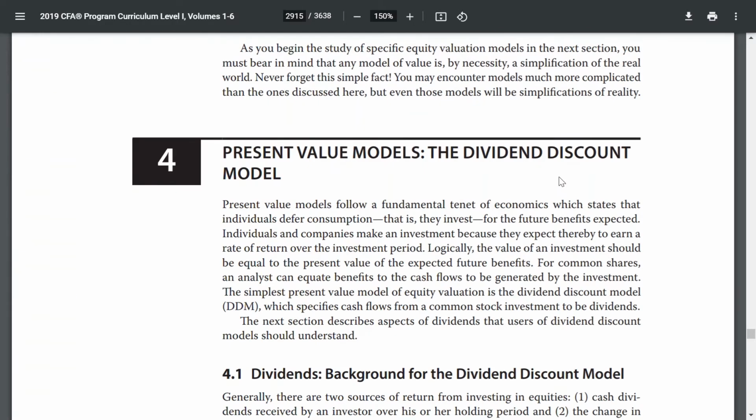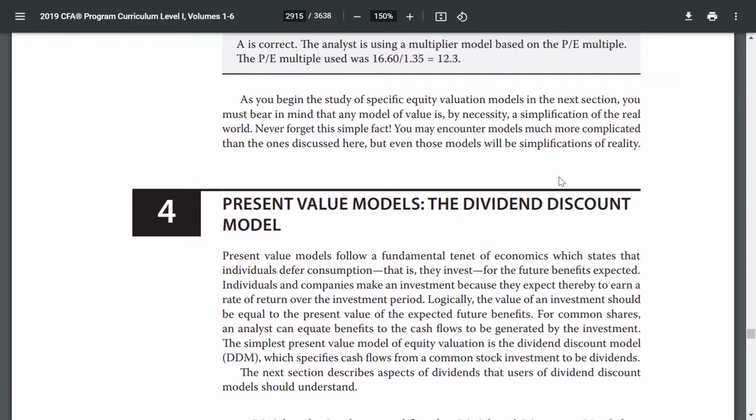As you begin to study specific equity valuation models in the next section, you must bear in mind that any model of value is by necessity a simplification of the real world. Never forget this simple fact. You may encounter models much more complicated than the ones discussed here, but even those models will be simplifications of reality.